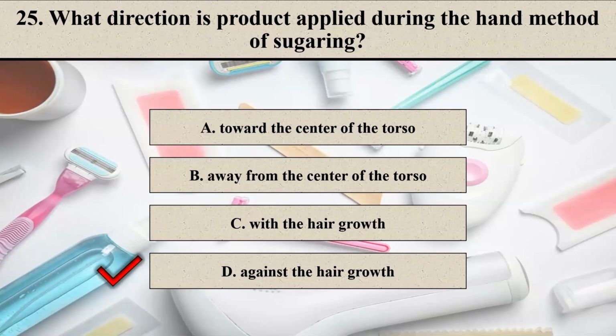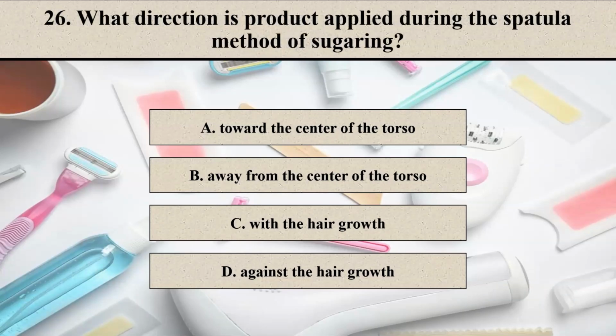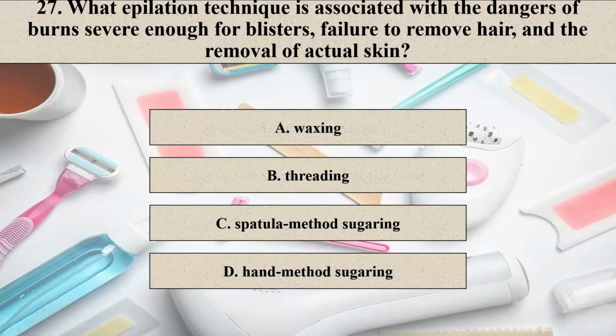If you chose D, against the hair growth, you are correct. What direction is product applied during the spatula method of sugaring? Is it toward the center of the torso, away from the center of the torso, with the hair growth, against the hair growth?